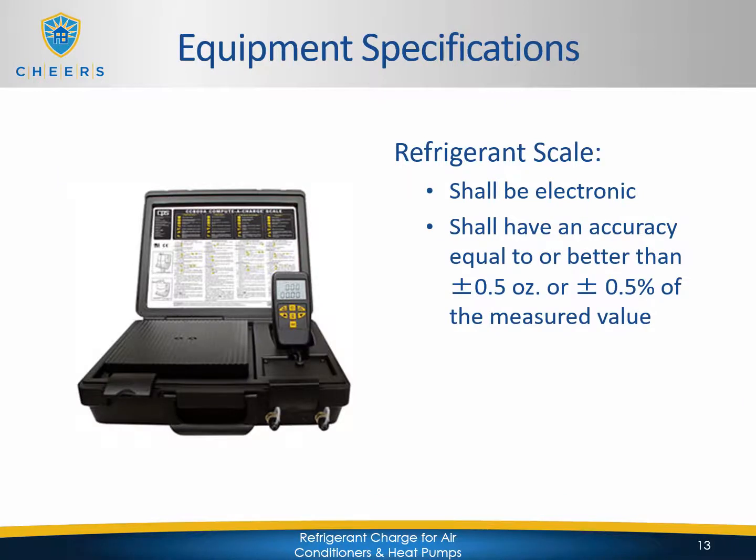When using a refrigerant scale, the refrigerant scale shall be electronic and it shall have an accuracy equal to or better than plus or minus 5 ounces or plus or minus 5% of the measured value. Please keep in mind that as a rater, you will not be using a refrigerant scale, but rather you'll be observing an installer or an HVAC technician using the scale to potentially use the weigh-in method for refrigerant testing.